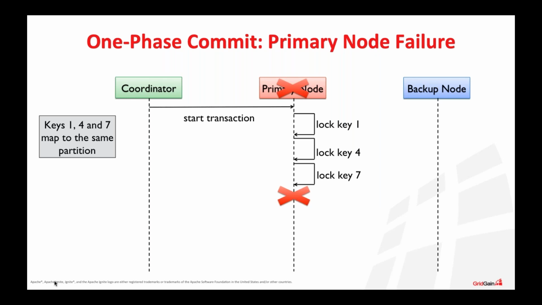So in this case, if we lose the primary before it's able to send the commit to the backup, then actually it's okay. There've been no changes on the backup.